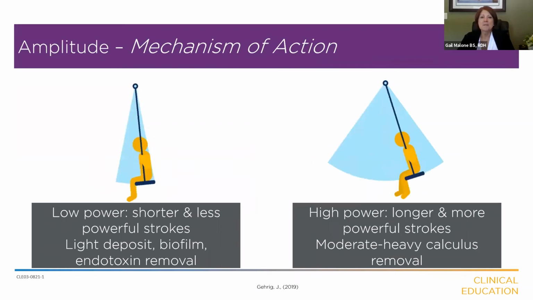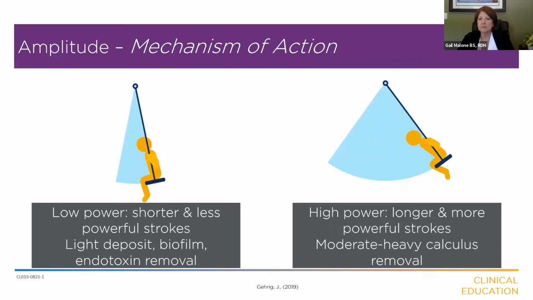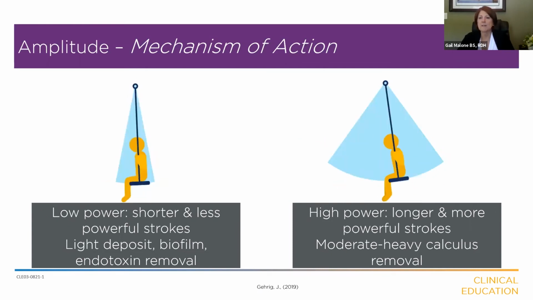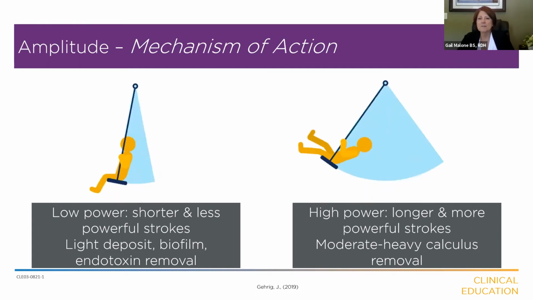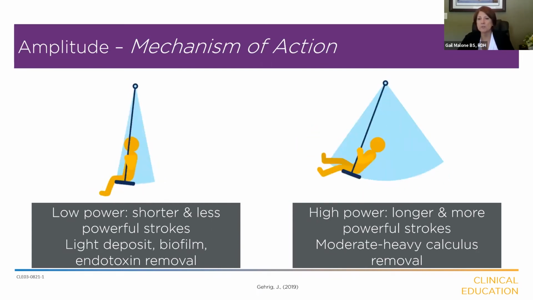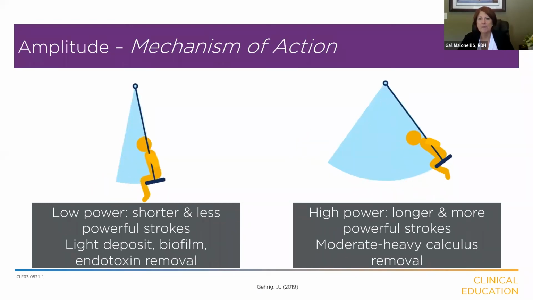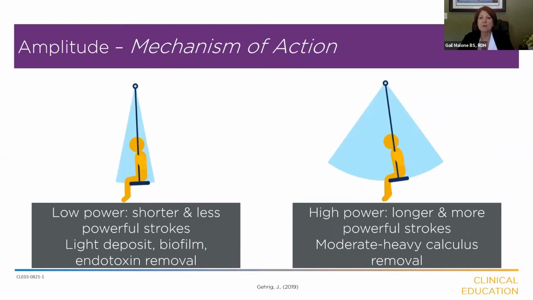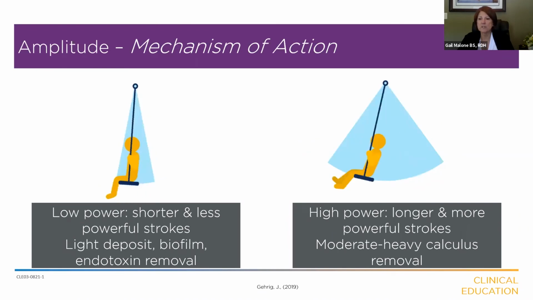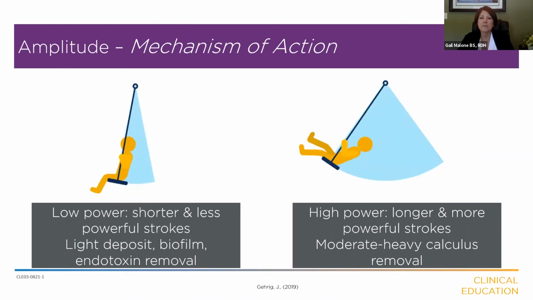Now, if we look at this example of a child on a swing, low amplitude, as we see on the left-hand side, would be a gentle push against the child's back, causes that swing to move forward only a very short distance before returning to its starting position. Lower amplitude causes the power working end to move a very short distance with not a lot of energy.